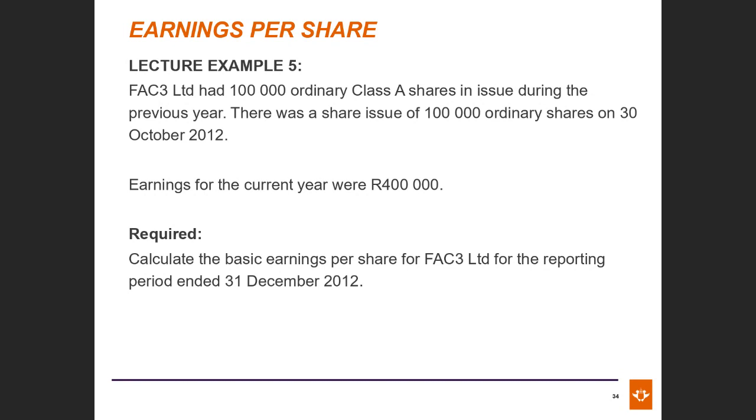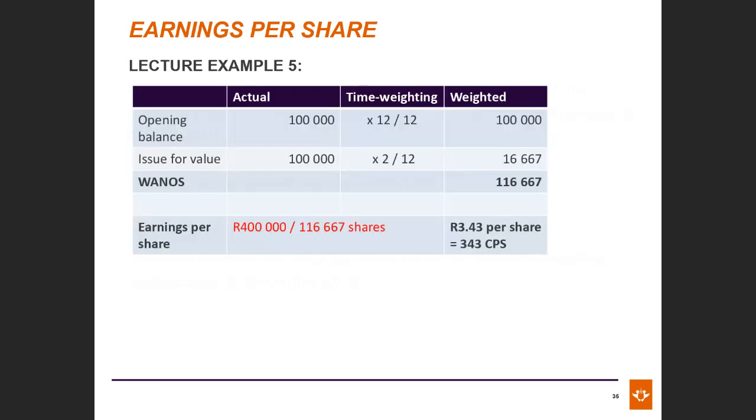So here there was a share issued during the year. Okay, so let's have a look at the workings. We have an opening balance of 100,000 shares. They told us in the example that FAC3 Limited had 100,000 ordinary shares in issue during the previous year. So this means the opening balance is 100,000. There was then a share issue of another 100,000 ordinary shares on the 30th of October.